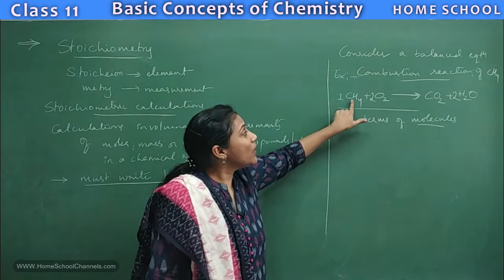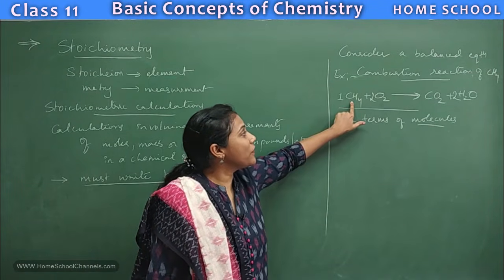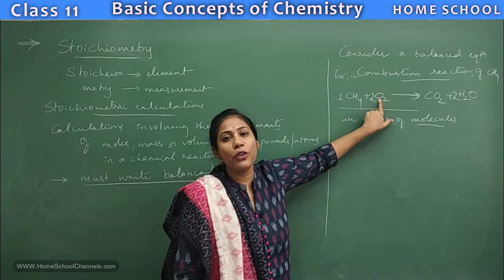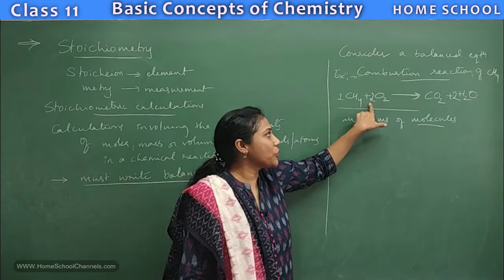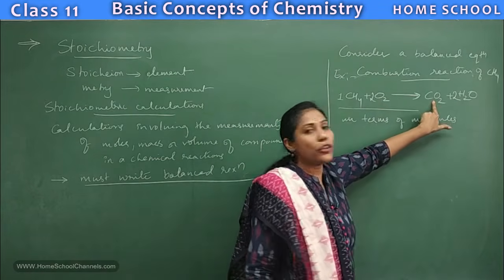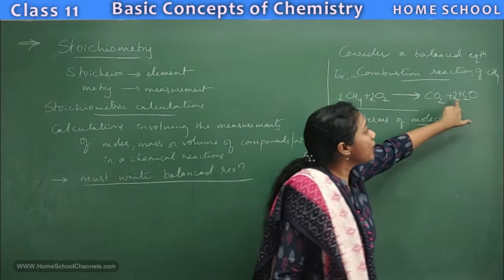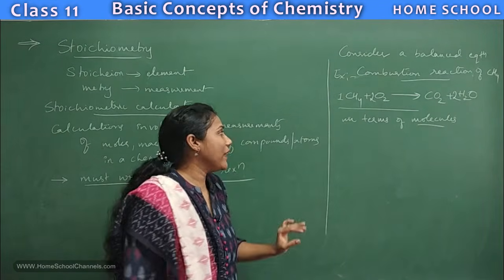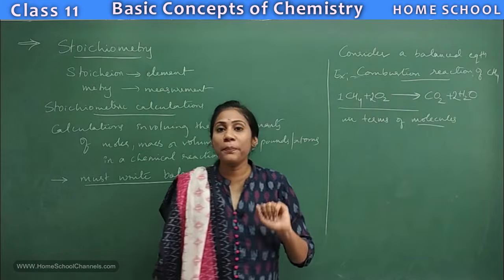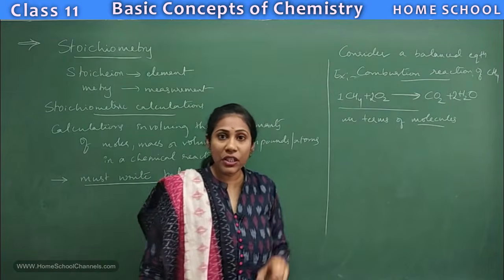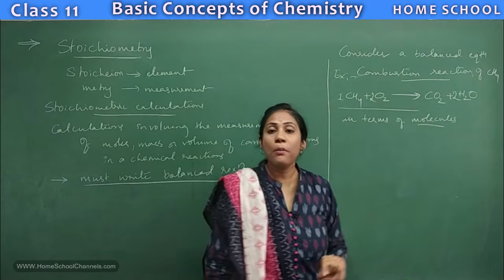So if I ask you what is the stoichiometric coefficient for methane, it is 1. For oxygen, it is 2. Similarly, the stoichiometric coefficient of carbon dioxide is 1. The stoichiometric coefficient of water is 2. Okay, fine. So with the help of stoichiometric coefficients, I can always explain a chemical reaction in terms of molecules.